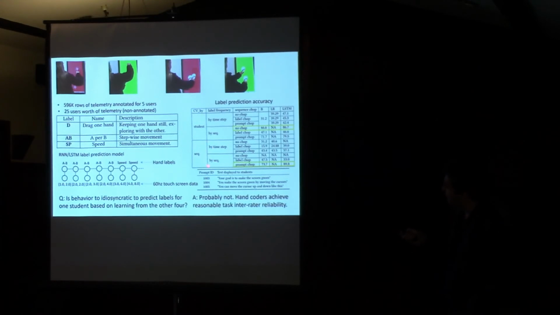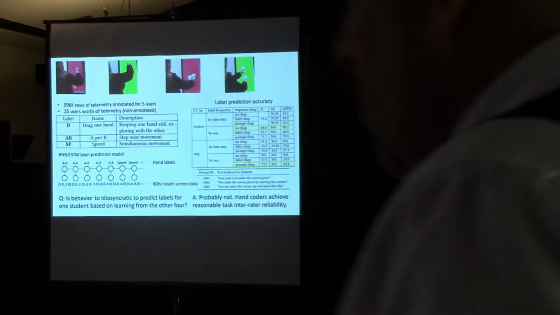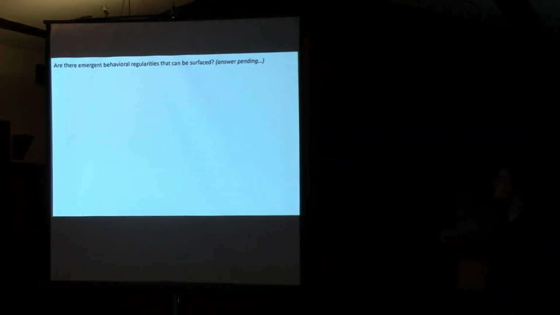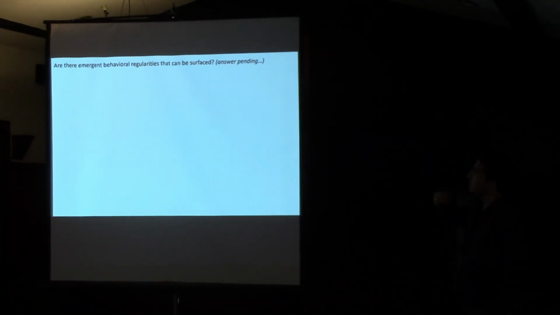And then if you cross-validate by sequence, then partitioning by prompt is beneficial. You get 73% accuracy baseline and 89.8 with the LSTM. So still not great, but beating baseline when it comes to this high-density data is publishable. I mean, it's a reason to say, okay, this is what we did to get that. And the last slide here. But are there emergent behavioral regularities that can be surfaced from these data?